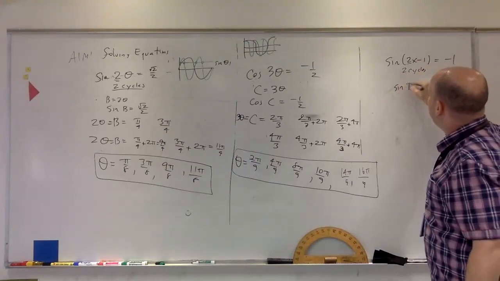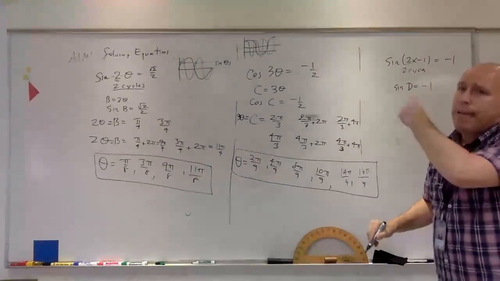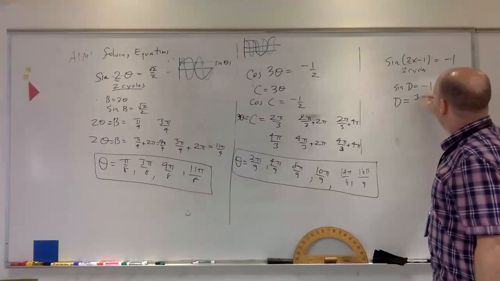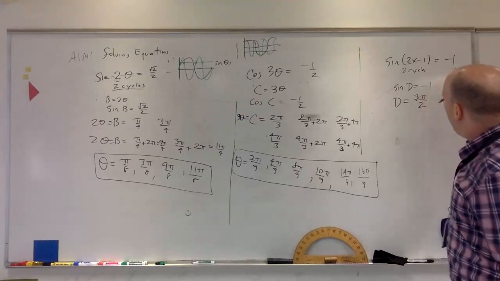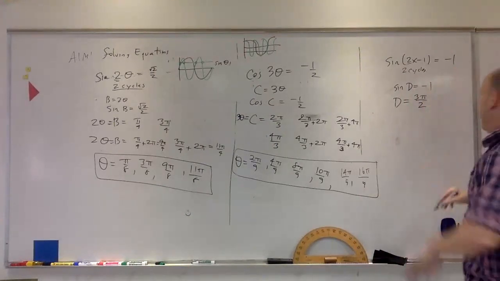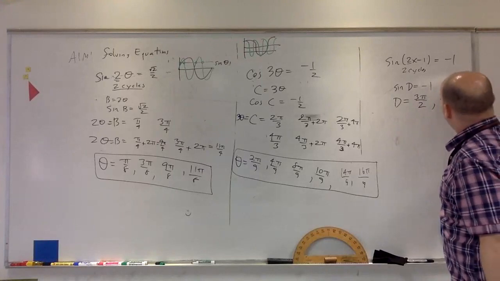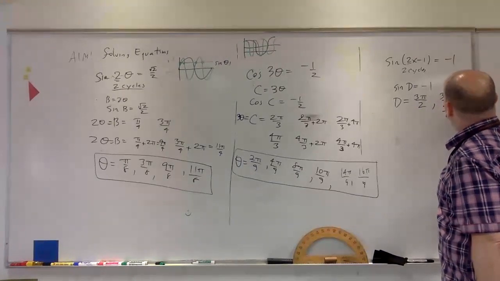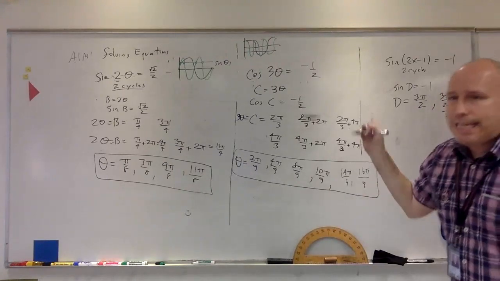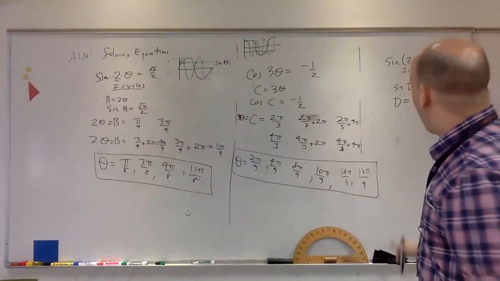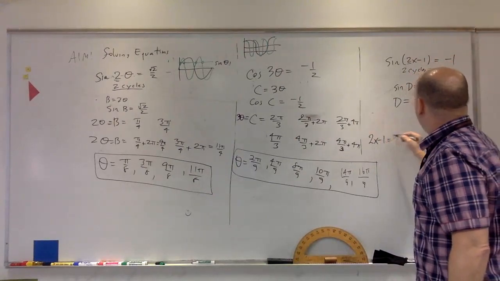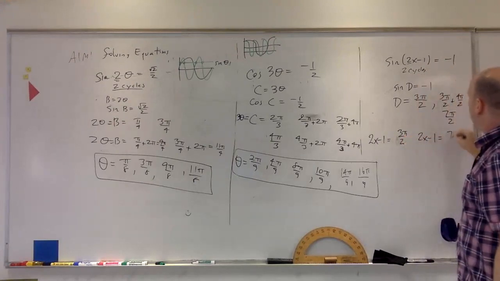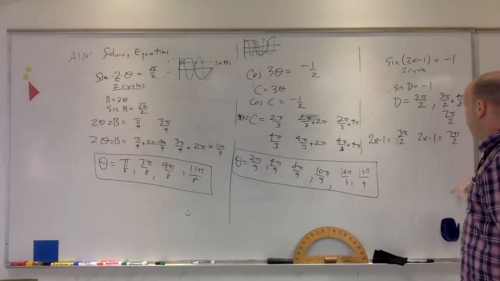Let's change the letter. Sine of d is equal to negative 1. Immediately I see it's 270. But I need to add 2 pi. So 3 pi over 2 plus 4 pi over 2, it's 7 pi over 2. But I'm not interested in d, I need that 2x minus 1. So I know that 2x minus 1 is equal to 3 pi over 2, and 2x minus 1 is equal to 7 pi over 2.